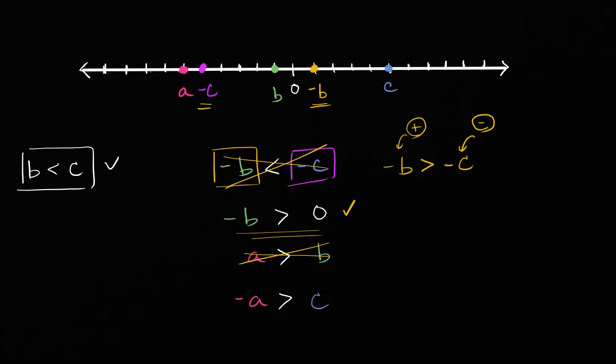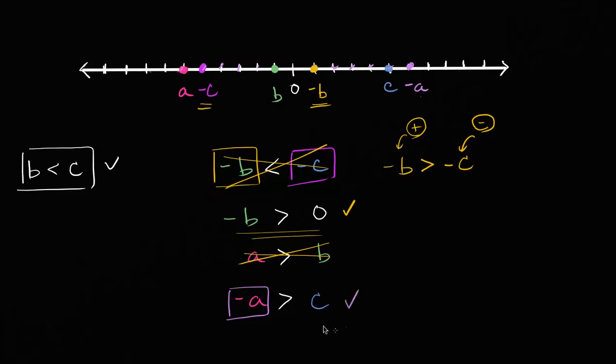Well, let's draw that. Let me do this in a color that I haven't used yet. Negative a, where would that be? Well, a is 1, 2, 3, 4, 5, 6 hash marks to the left of 0, and so negative a is going to be 6 hash marks to the right of 0. Let's count that. 1, 2, 3, 4, 5, 6. So negative a is going to be right over there. And notice, negative a is to the right of c. So negative a is greater than c.